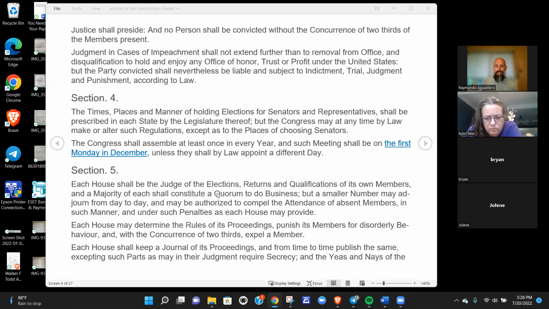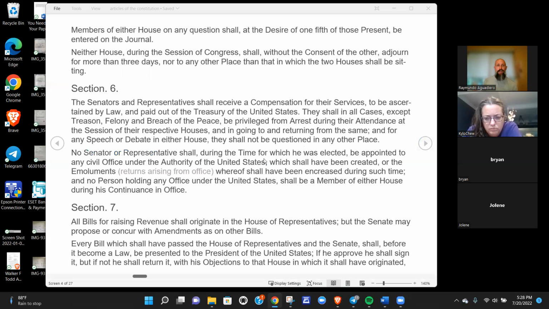And the yeas and nays of the members of either house on any question, at the desire of one-fifth of those present, shall be entered on the journal. Wow.